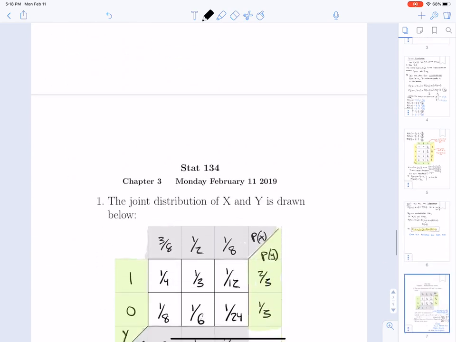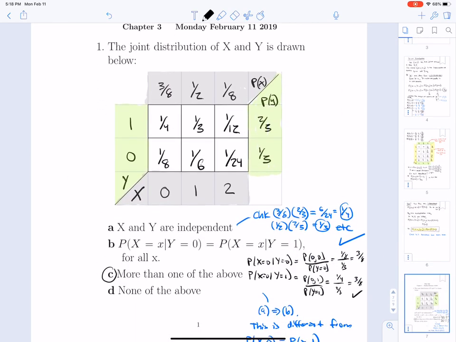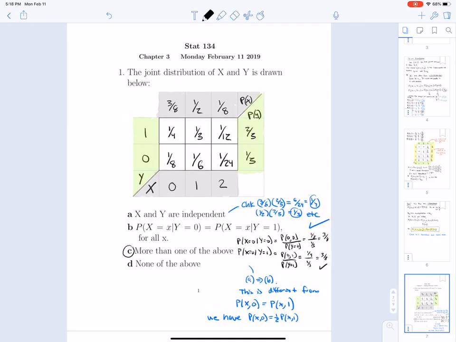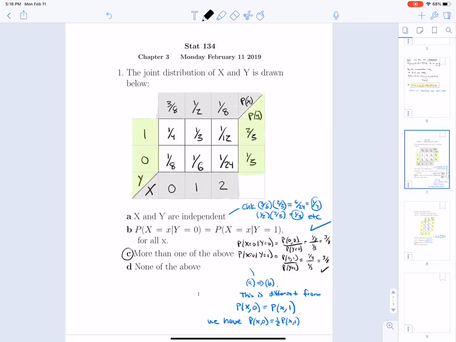So then we did a concept test. The joint distribution of x and y is drawn below. I asked you if x and y are independent, and you can see that they are by just multiplying. You can see that the joint factors into the marginal probabilities. So for example, a quarter is 3/8 times 2/3. A third is 1/2 times 2/3, and so on. You'd have to check all of them.